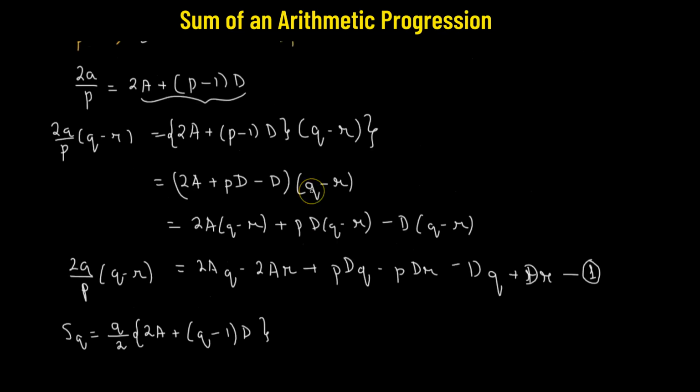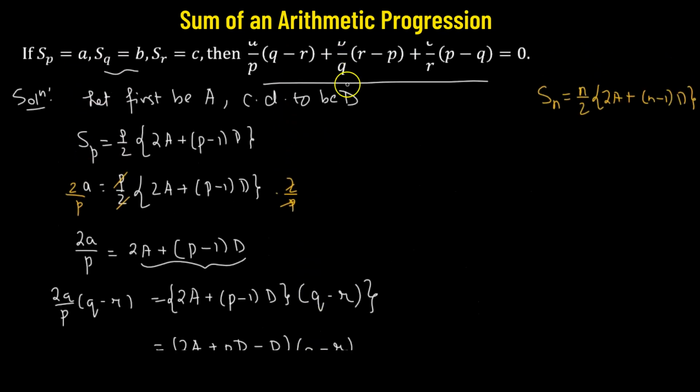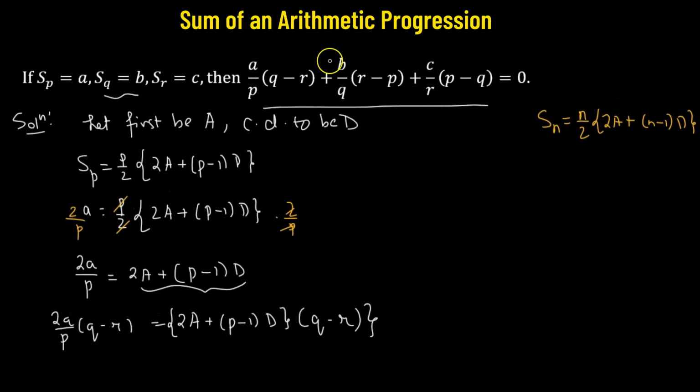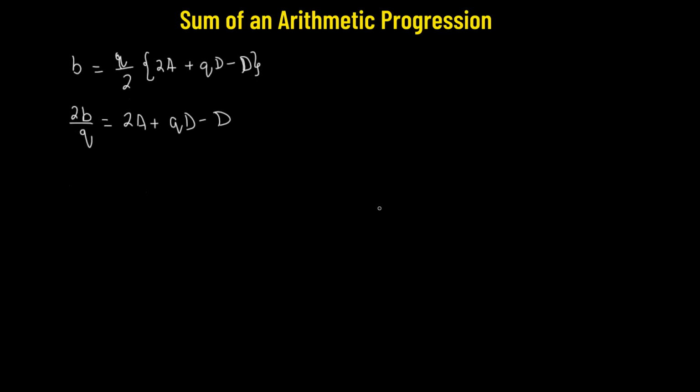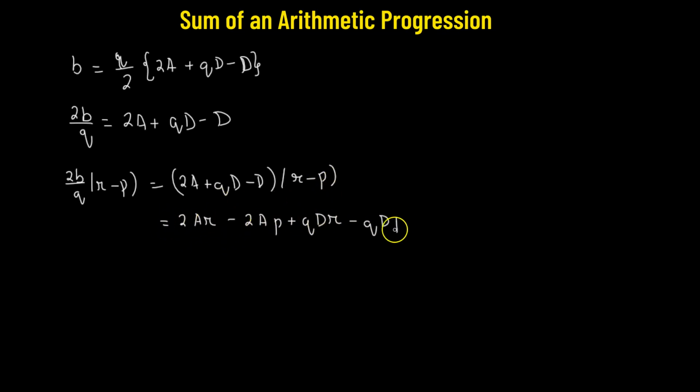Now let's look at the second term of our expression. Here we have b over q multiplied by r minus p. So we'll multiply 2b over q by r minus p. This is equivalent to 2A plus qD minus D multiplied by r minus p. So let's multiply it, and let's label this as equation number 2.